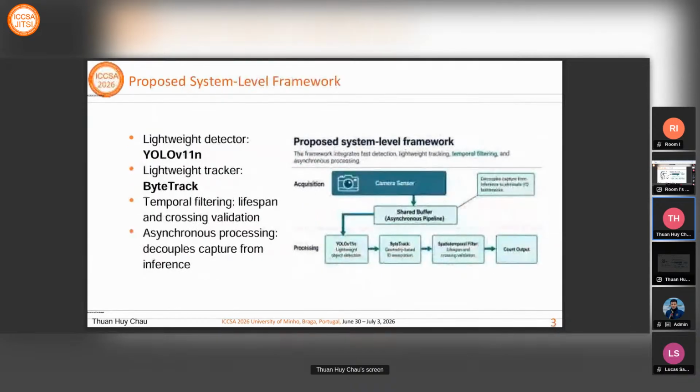To address that, we design the solution at the system level rather than only changing the detector. The framework has four main components. First, we have YOLO version 11 Nano as a lightweight detector. Second, ByteTrack for lightweight ID association. Third, a spatial-temporal filter validates object lifespan and line crossing. Finally, asynchronous processing decouples frame capture from inference, which reduces I/O bottlenecks and stale frames.